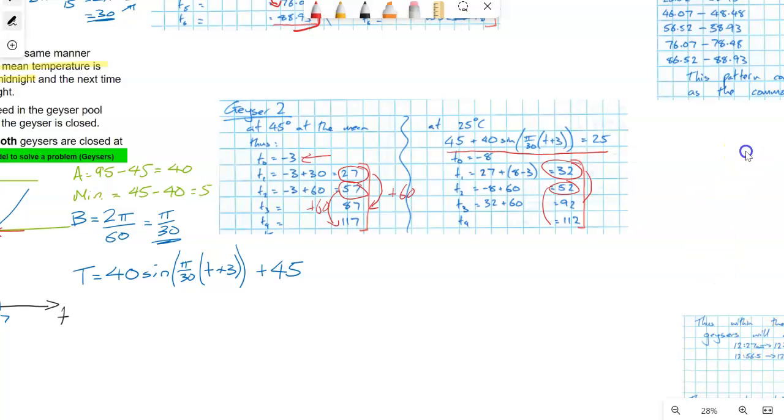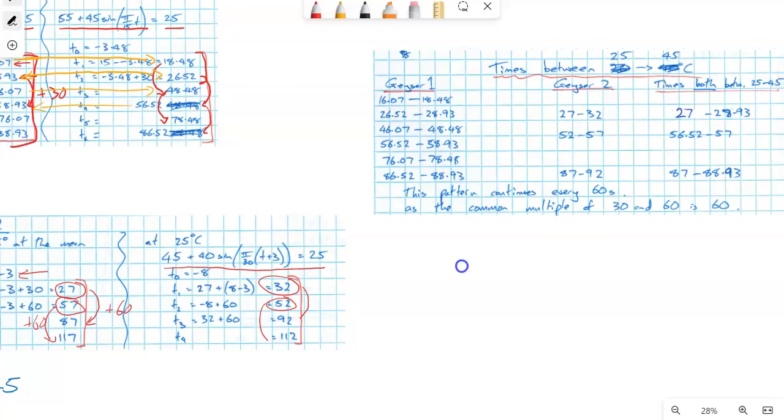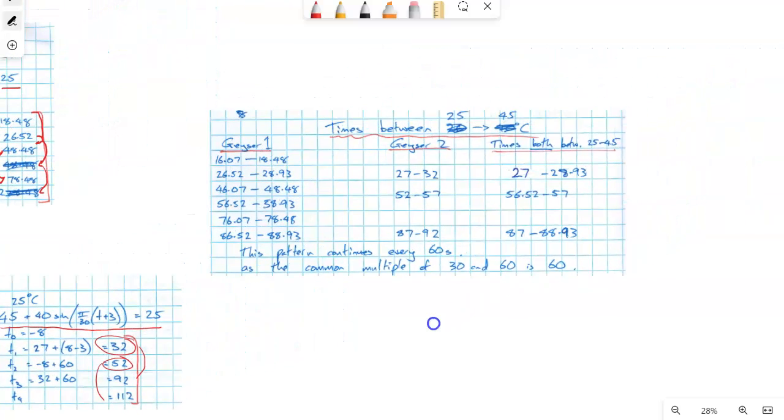So now, if we have a look at that, we can write them together. So this is now my information, and you can see geyser 1 is closed between all of these times, and geyser 2 is closed with these times. Geyser 2 has a much longer period, so it's not closed as much. So let's look at that.